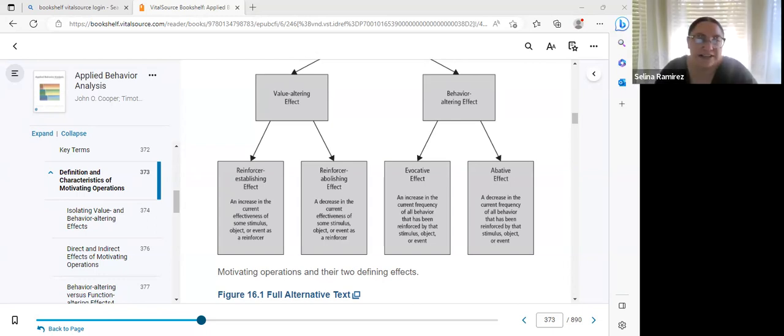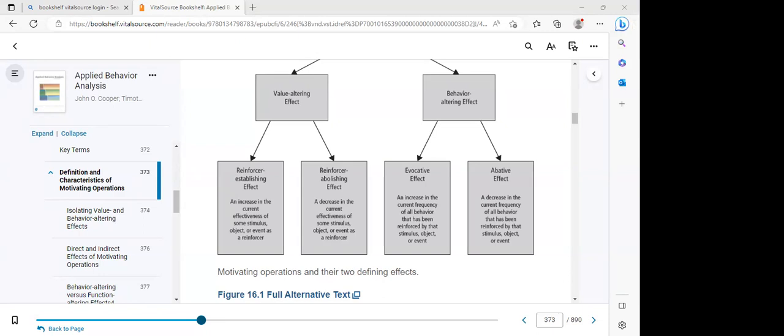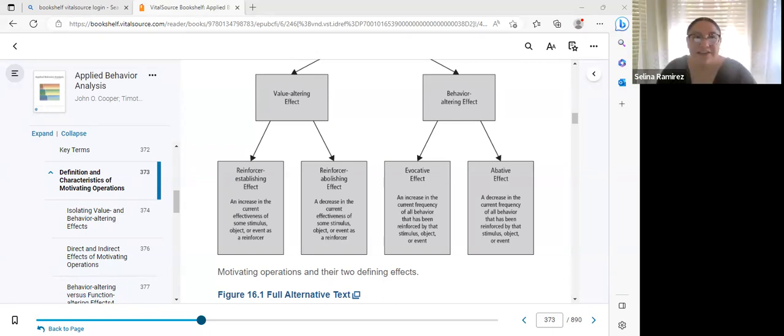Consistent breaks. Yes, so that he doesn't even have the urge to go on break, because you're always giving him breaks. Yes, because you are decreasing the effectiveness of the reinforcer of elopement. So elopement is no longer reinforcing because she's allowing him access to it. Yes.